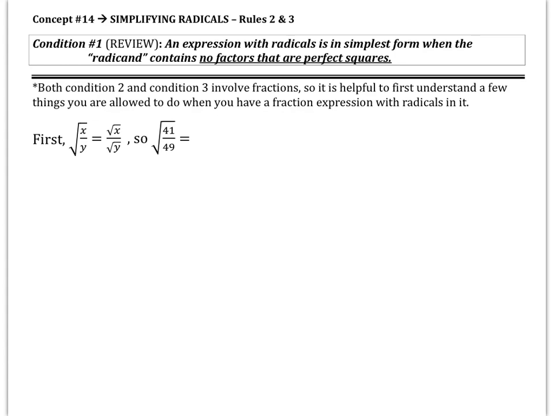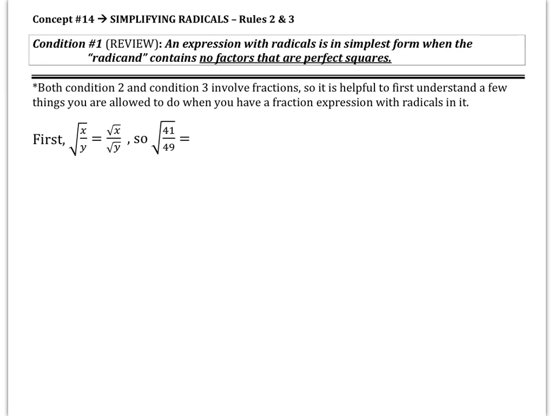All right, so today's lesson is going to talk about simplifying radicals following all three conditions. So far we've been working on just condition number 1, which told us that we cannot have factors that are perfect squares inside our radical. So that's the one we've been working on so far. We're going to learn 2 more.